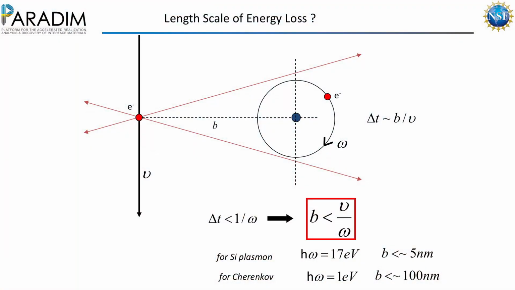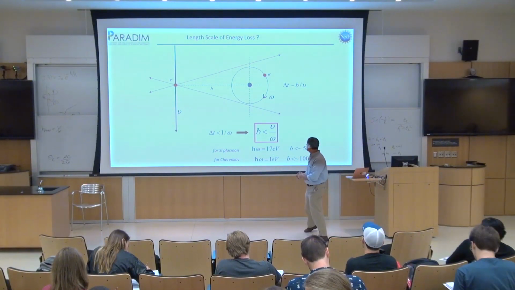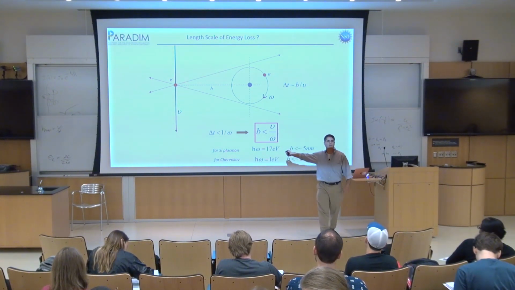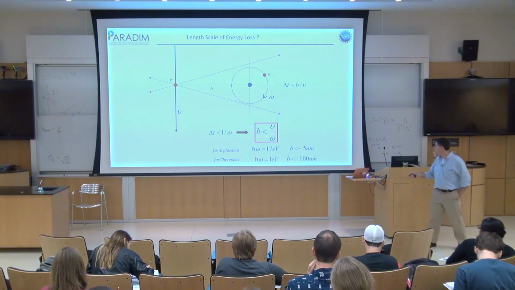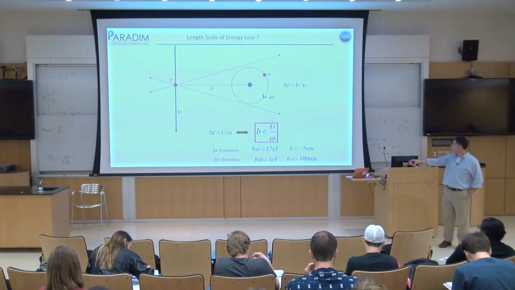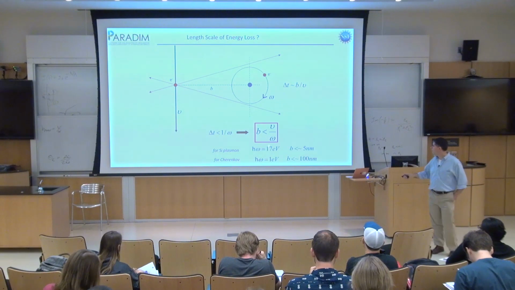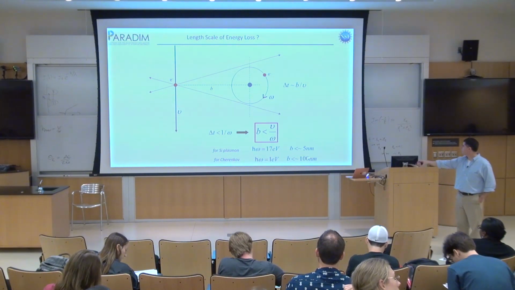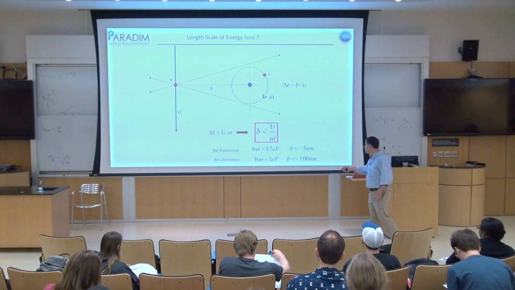I'm going to skip all of that. I want to remind you the main take-home lesson from this morning: V over omega is the distance at which you run into trouble. For features that are smaller than V over omega, you're going to have to do complicated interpretation. So for the 17 eV plasmon, it's a couple of nanometers. Optical things, it's about 100 nanometers. Phonons, it's sometimes even a micron.